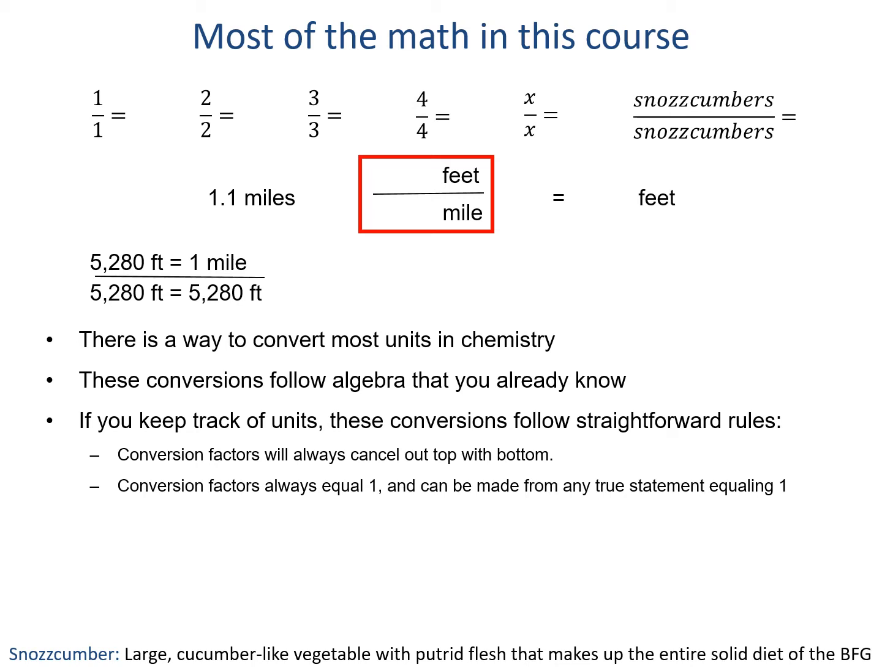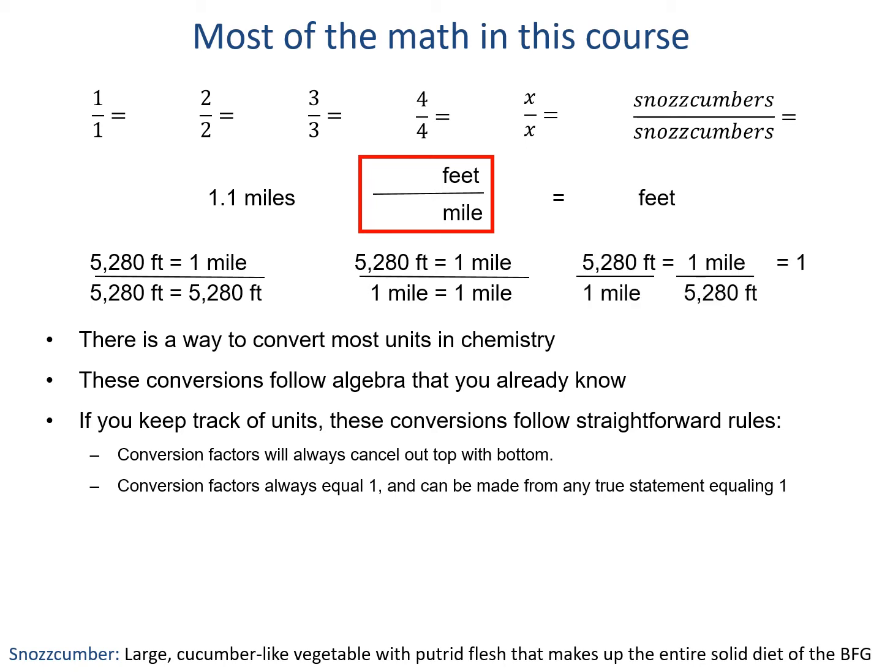If we divide both sides by 5,280 feet, we get 1 on the left side, 5,280 feet divided by 5,280 feet, and the right side becomes a conversion factor that we can easily use. Similarly, we could divide both sides by 1 mile, and we'd also have a conversion factor on the left and a value of 1 on the right. Notice that we get 2 different but equivalent conversion factors. We can always flip a conversion factor over and it will still equal 1 as long as we flip both the number and the unit together.